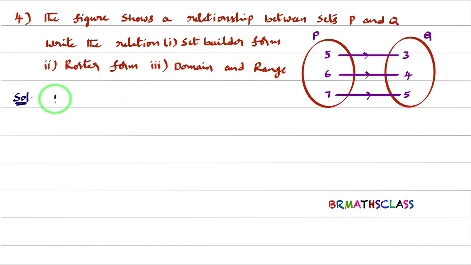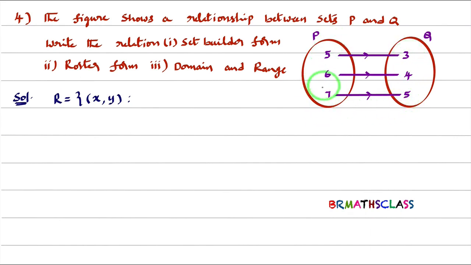Okay, I'll start writing this relation in set builder form. In set builder form, you know that a relation contains a set of all ordered pairs. This is the set of all ordered pairs x, y such that. Now you need to write the relation between x and y. You observe here, these are all x values, these are all y values.